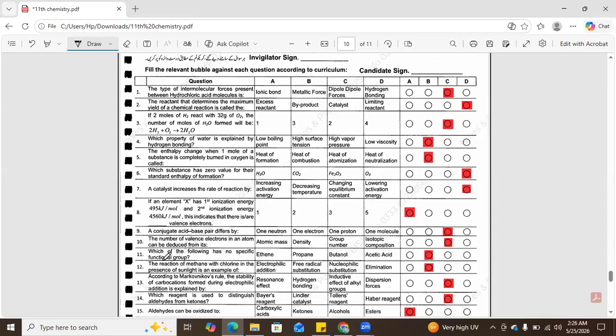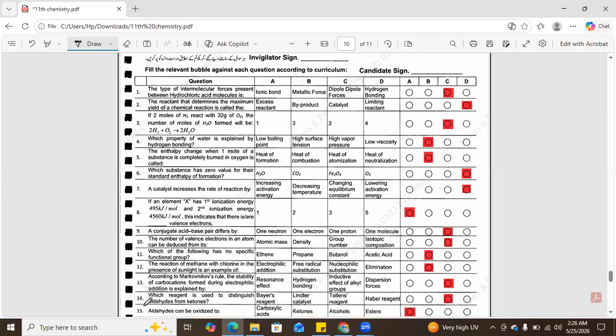Which of the following has no specific functional group? Propane. The reaction of methane with chlorine in the presence of sunlight is an example of free radical substitution. According to Markovnikov's rule, the stability of carbocations formed during electrophilic addition is explained by the inductive effect of alkyl groups.